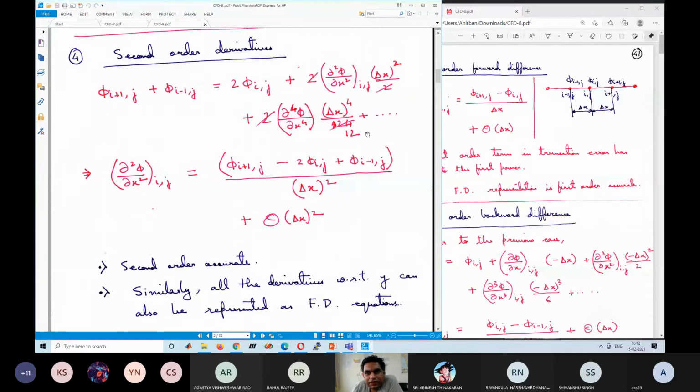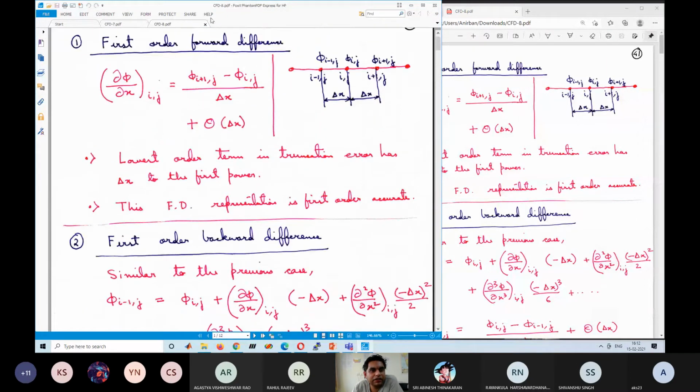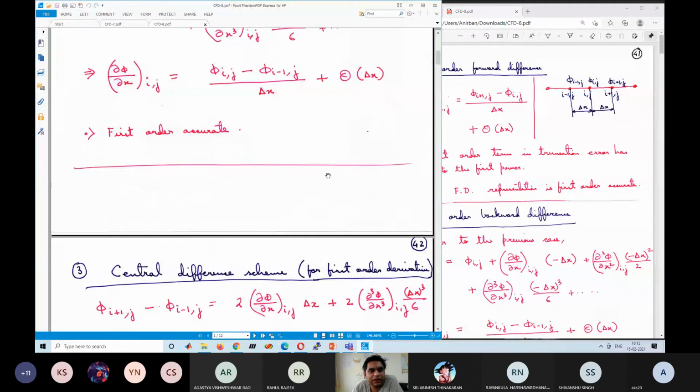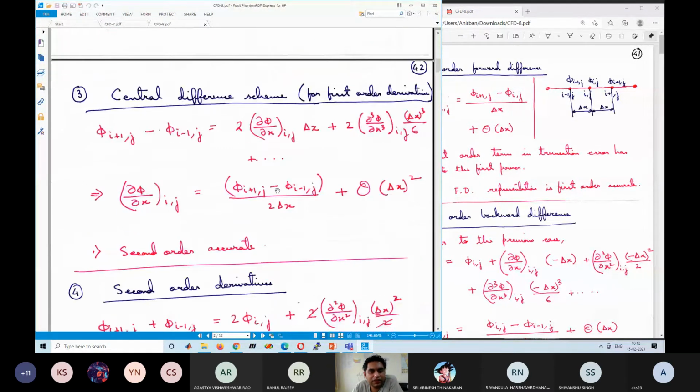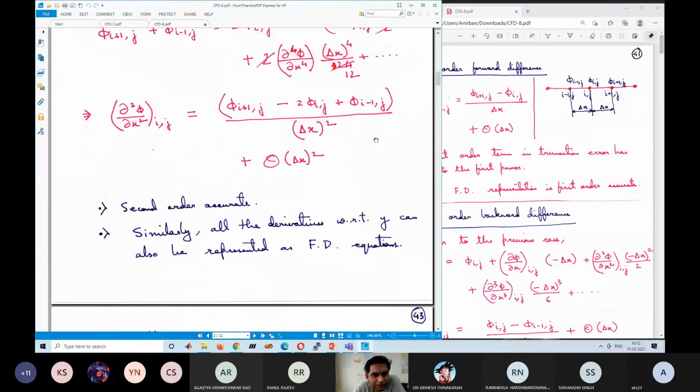So all the derivatives in an equation can be replaced with this type of expression. So there will not be any derivative present in the equation in the PDE. All will be a function of phi. What is common you can see from all these equations: either the value at phi i j, or phi i plus 1 comma j, or phi i minus 1 comma j. Here also phi i plus 1 comma j, phi i minus 1 comma j. Here also phi i plus 1 comma j, phi i minus 1 comma j, phi i j. So using these 3 values, we can find all the derivatives for the x direction.